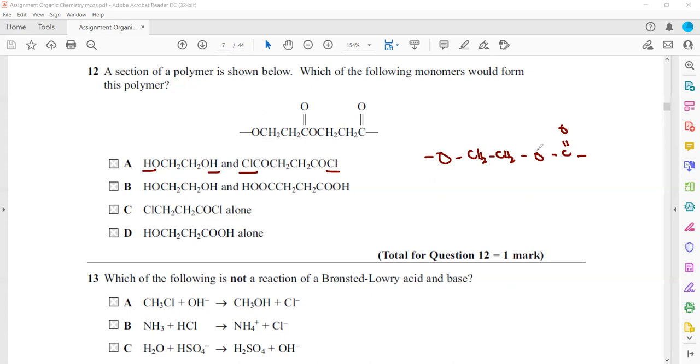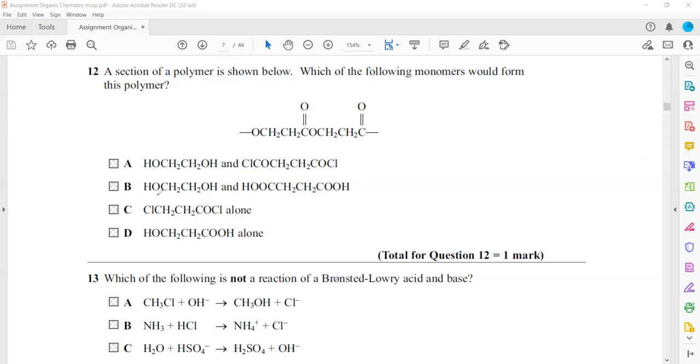And then CH2, CH2, and this C double bonded with O will be there. But you can see the polymer which we drew, when in A they are reacting, the oxygen is attached with the part which is coming from alcohol. But for there, the oxygen is attached with the part which is coming from either ethynyl chloride or any other. That's why it cannot be A.